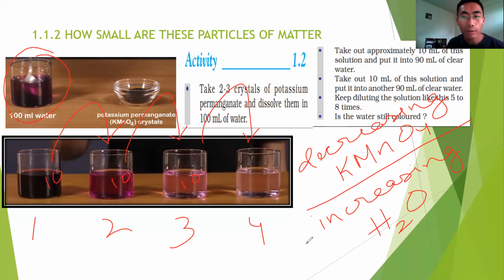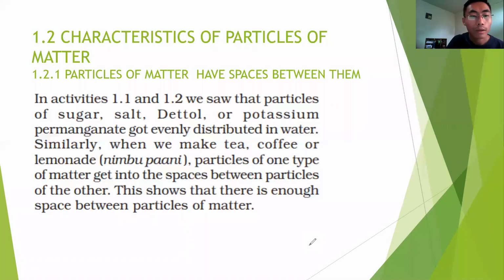So from this activity, we can conclude in a way that a very tiny amount of potassium permanganate crystals must be having an unimaginably large number of particles in them, okay? And that these particles must be unimaginably very small. Now, characteristics of particles of matter. Particles of matter have spaces between them.